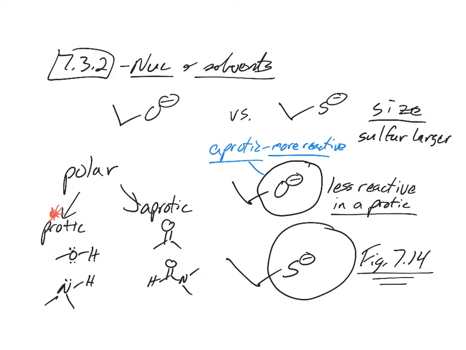In an aprotic solvent, we just go back to our idea about size. The bigger, more stable, means it's less reactive. Oxygen is smaller than sulfur, and an aprotic solvent, therefore, would be more reactive.